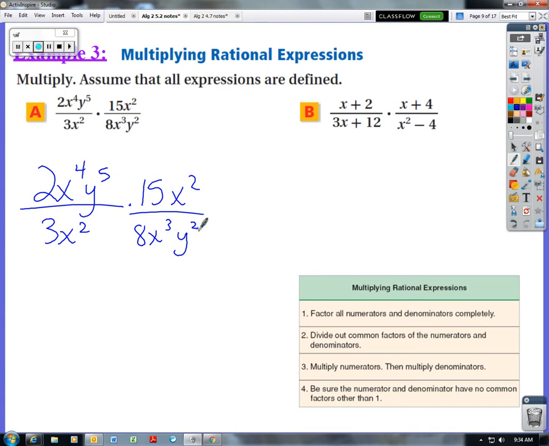Now the y's, I'm noticing we just have y to the fifth over y squared. So those are going to be fairly simple to simplify. Y to the fifth over y squared is y to the third. So that'll cancel out and that'll become y to the third. I'm going to go to a different color. I think that'll be better.